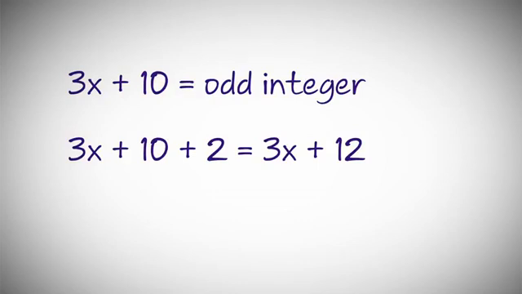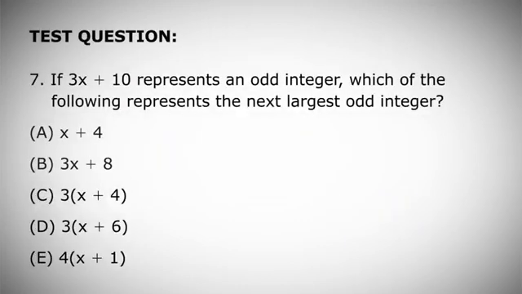The good news is that all we need to do is factor, in this case, factor out a 3, in order to make it look exactly like one of those answer choices. When you factor out a 3, you get 3 on the outside of the parentheses times x plus 4, which matches with answer choice C.